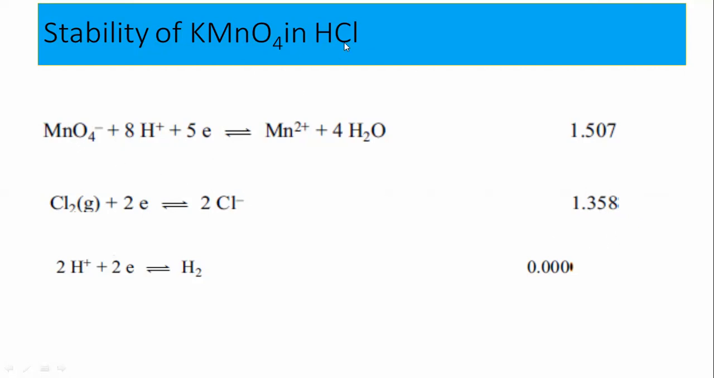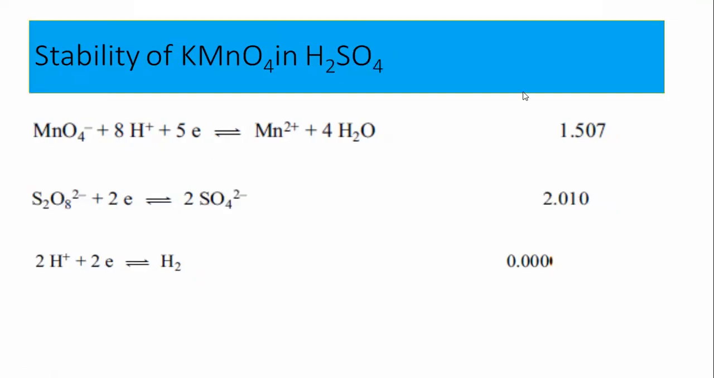So that means if you use hydrochloric acid to maintain the pH in the case of MnO4, it is again going to react with the chlorine. So that means not all acids are suitable. HCl is not suitable for KMnO4. It may be suitable for other metal ions or the hydrogen ion concentration. So I'm going to change the acid. Now I'm going to use H2SO4.